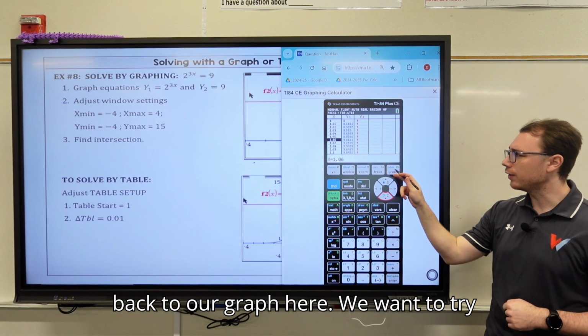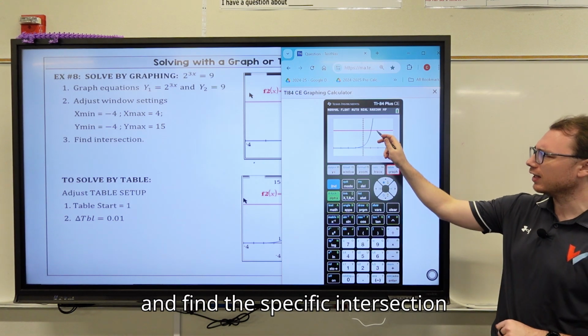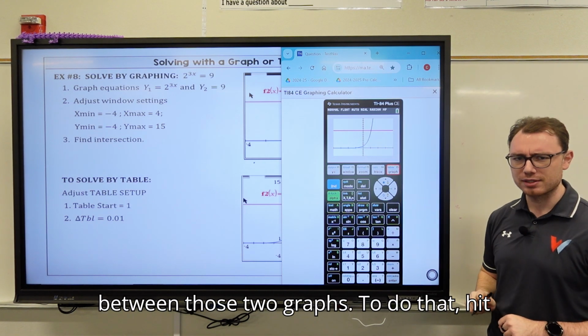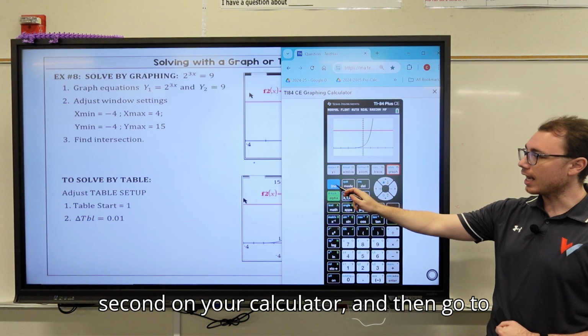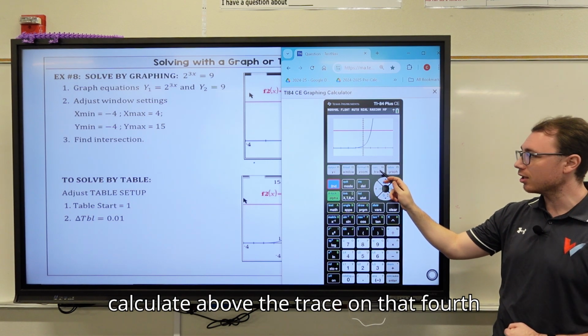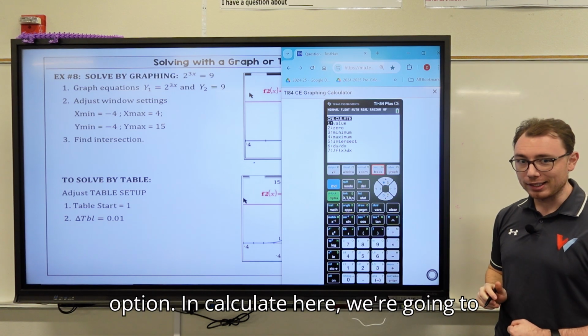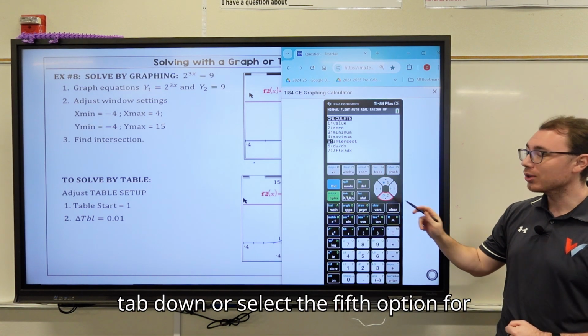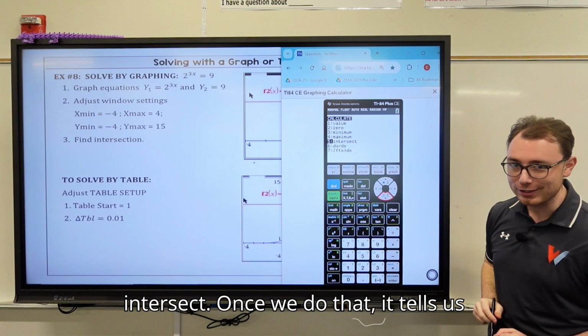Let's go back to our graph here. We want to try and find the specific intersection between those two graphs. To do that, hit second on your calculator, and then go to calculate above the trace on that fourth option. In calculate here, we're going to tab down or select the fifth option for intersect.